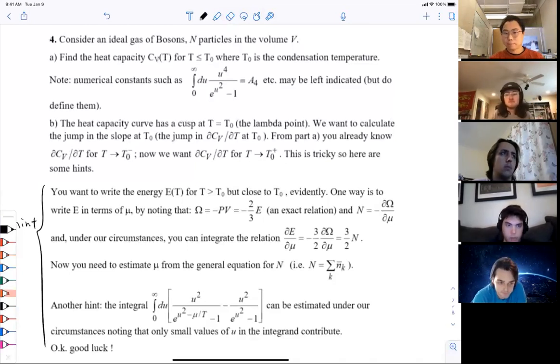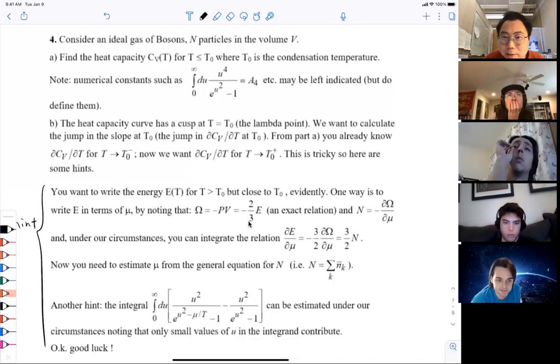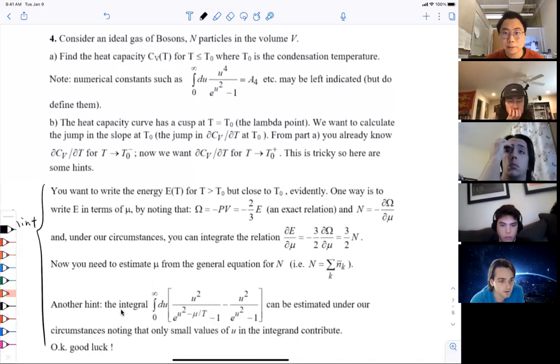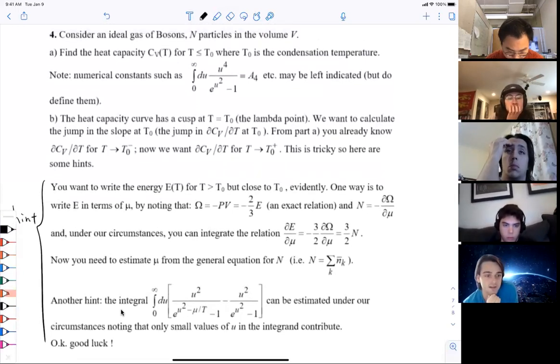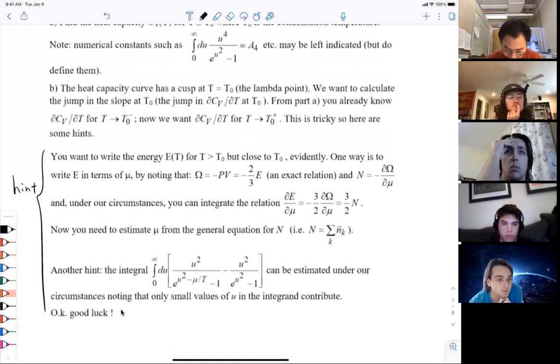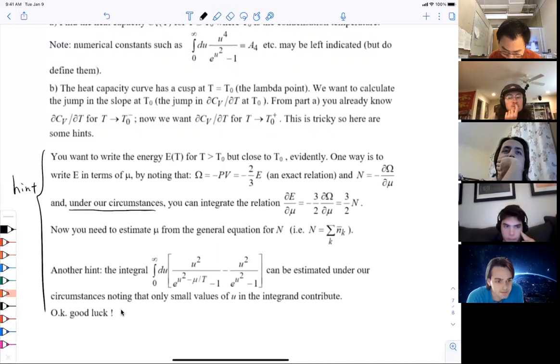It says under our circumstances, you can integrate the relation dE over d mu. What does it mean by our circumstances? Sorry, can you say it again? Where it says under our circumstances, you can integrate the relation dE over d mu. It's the third line of the hint. Oh, okay, in the hint. I'm just wondering what it means by our circumstances. Oh, okay, I guess it means in our problem, right?